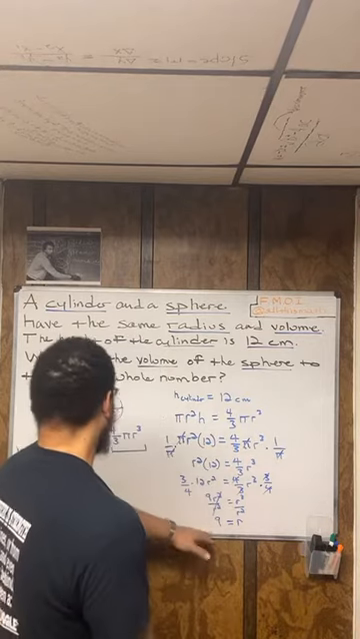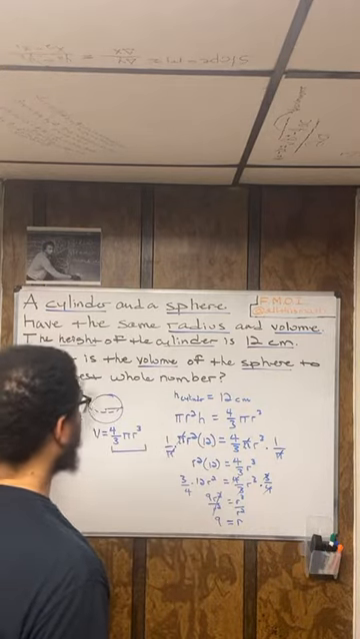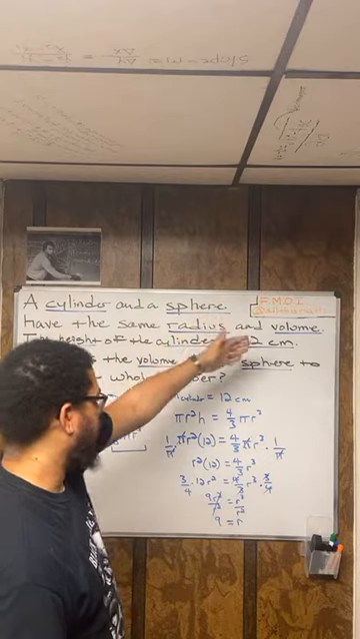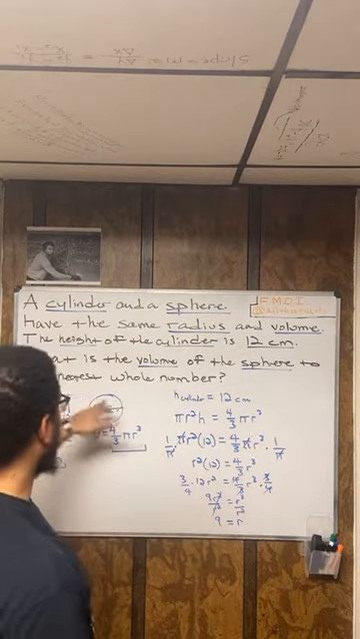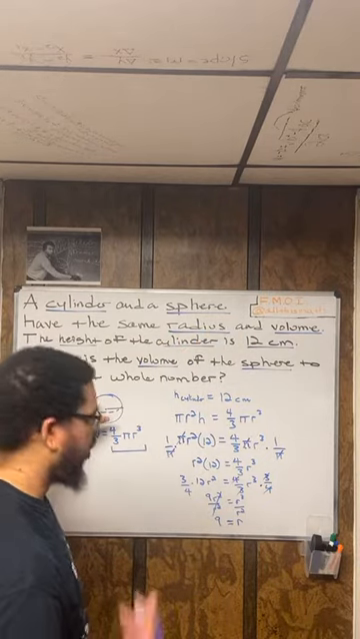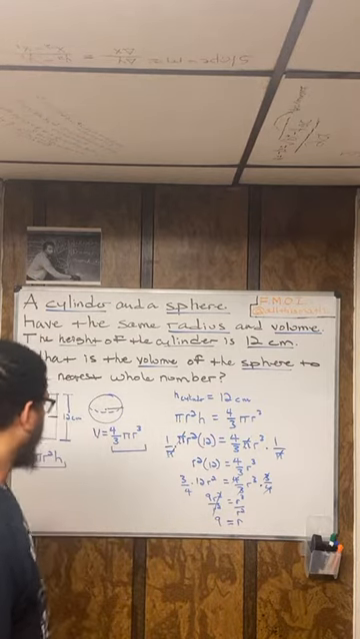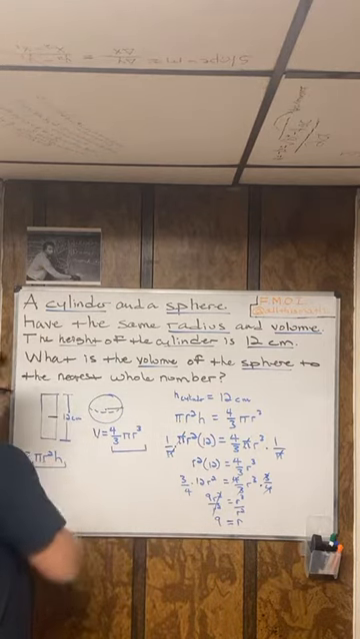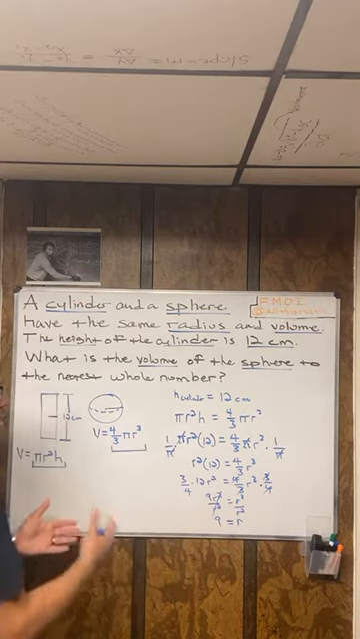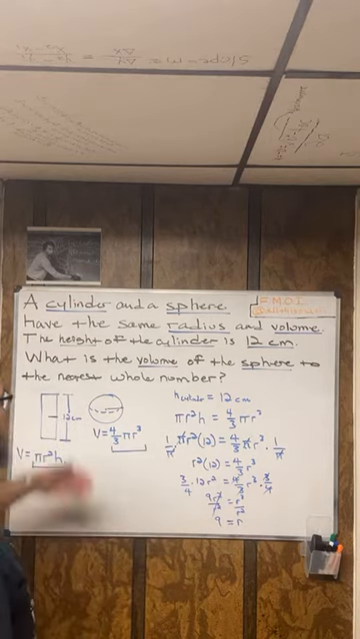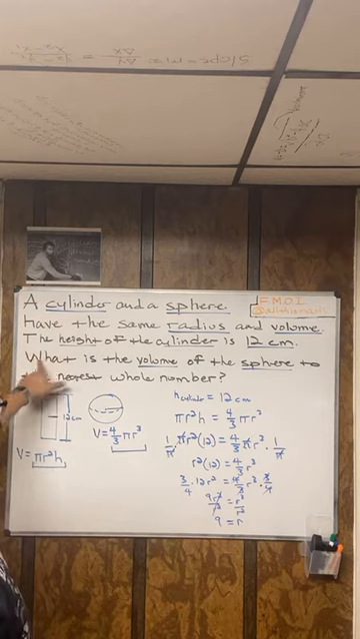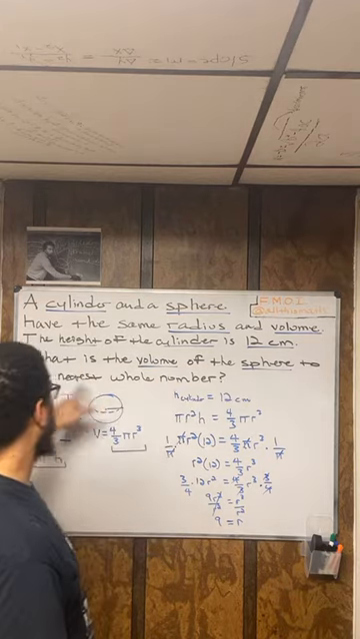So I know the radius of the cylinder is 9, and the problem is that they have the same radius and the same volume. So the radius of the sphere is also 9. That means 9 should go here where r is, and 9 should go here where r is, and everything should add up, right? But now, the question is, what is the volume of the sphere to the nearest whole number?